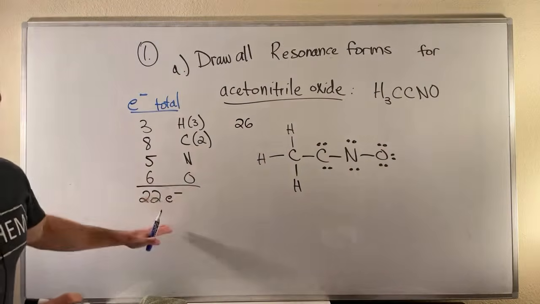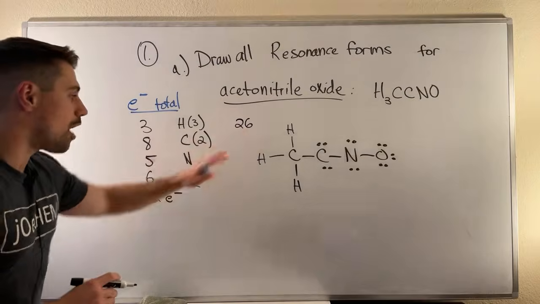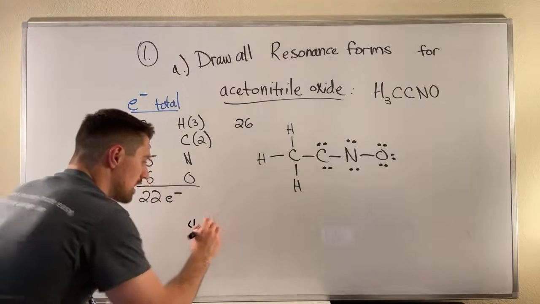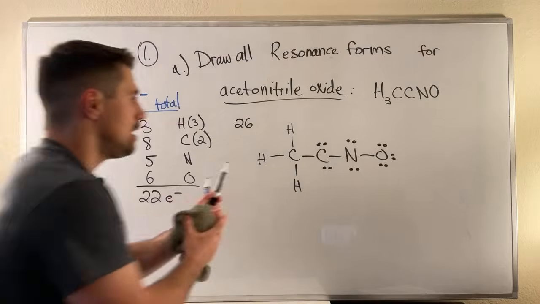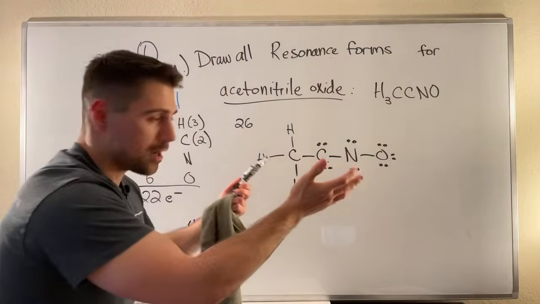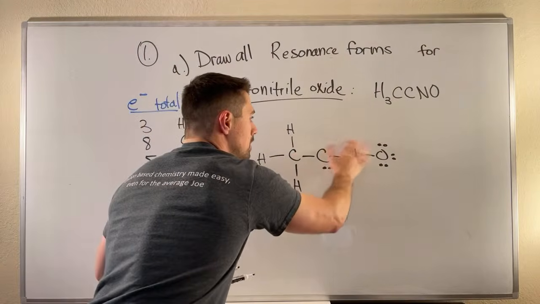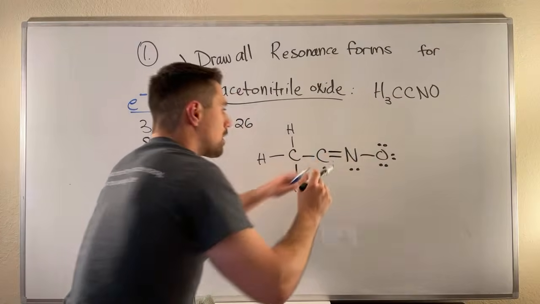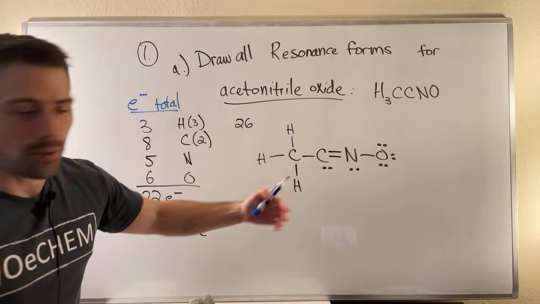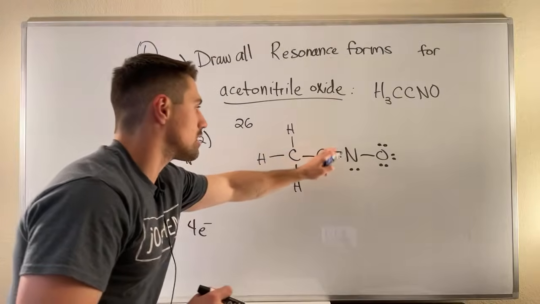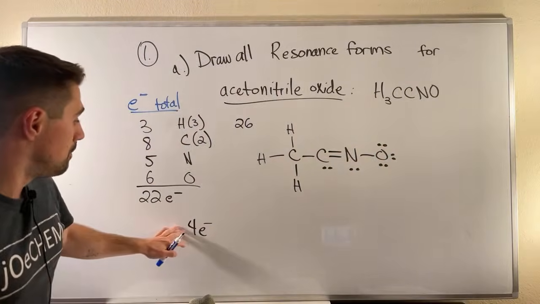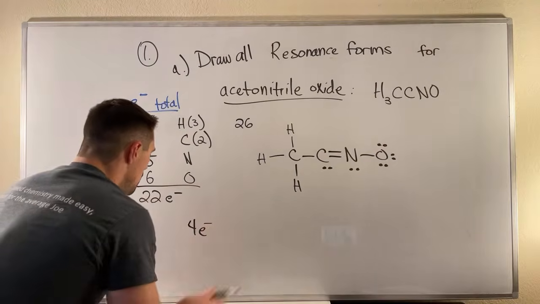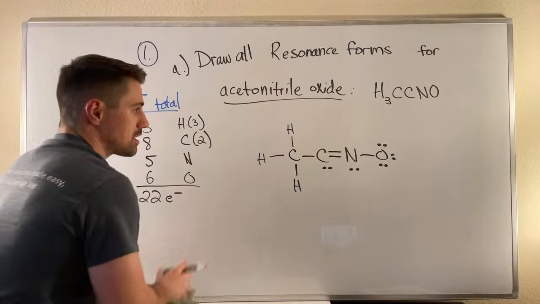That's 4 too many. So I need to chop down my total count by 4 electrons, and I can do that by, what I'll first do is, and again, you can choose wherever, but I'm gonna go here. I'm gonna take a lone pair away from each carbon and nitrogen and make a double bond. 2, 4, 6, 8, 10, 12, 14, 16, 18, 20, 22, 24. Okay, I'm getting closer, but I need to do this one more time.